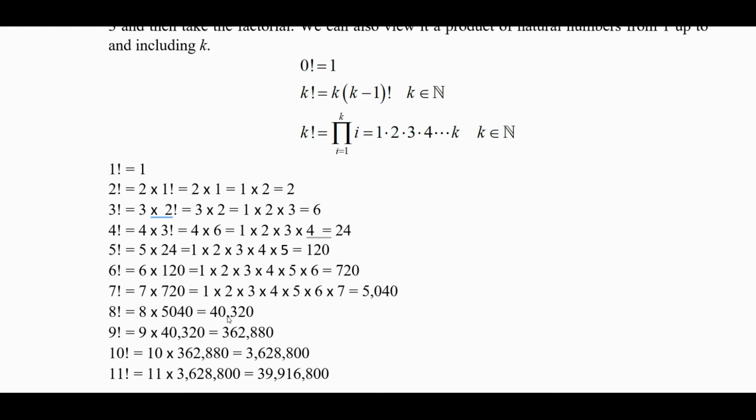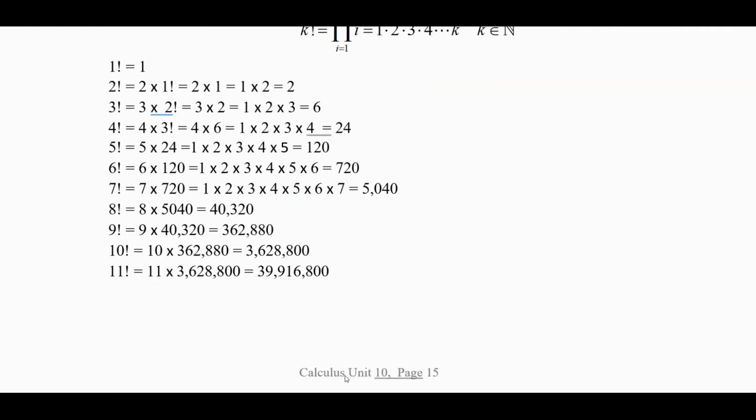5,040, which is 40,320. Multiply that by 9 to get the next term, 362,880. Multiply that by 10 to get 3,628,800. And multiply that by 11 to get 39,916,800. So this factorial grows very quickly.